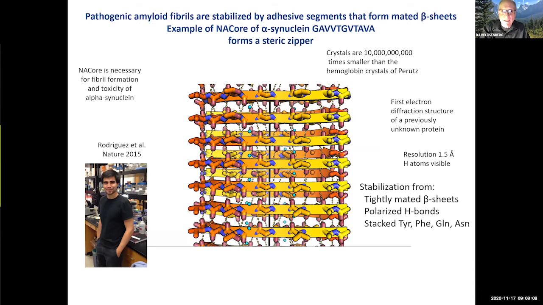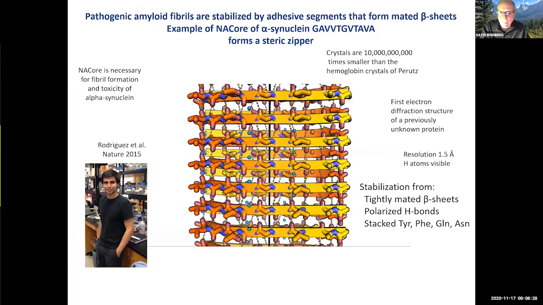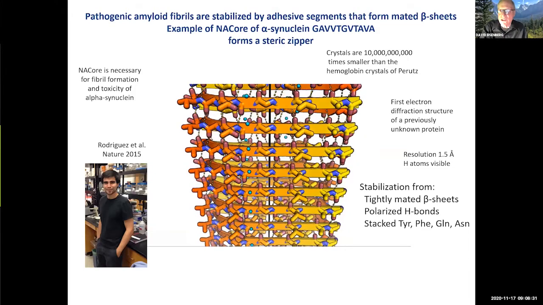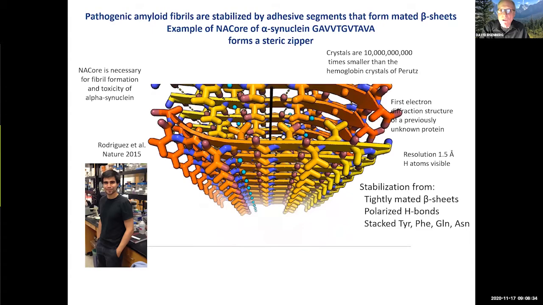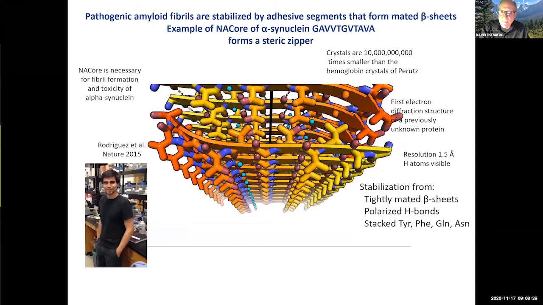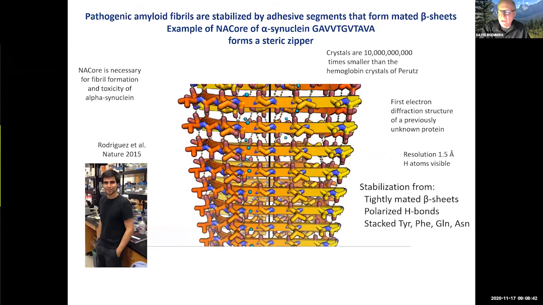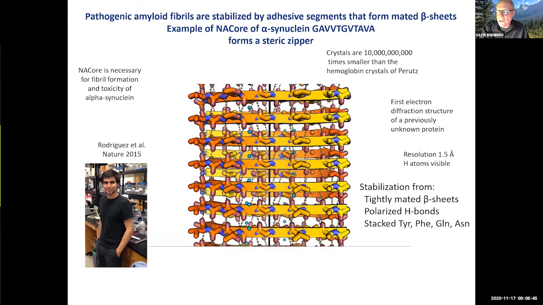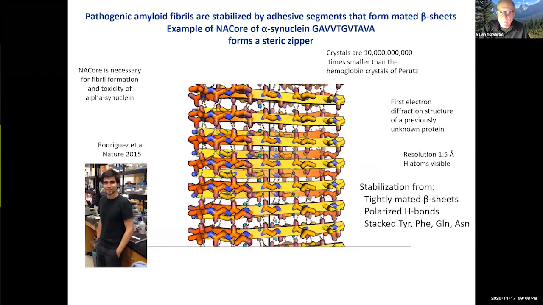But then about 2015, Jose Rodriguez, who was then a postdoc in the lab, and others discovered that there were tiny crystals there, seeing them in the electron microscope. And Jose, who's now on the faculty of UCLA chemistry, was able to determine the structure. And here is that structure, which illustrates the stability of amyloid fibers. There are always pairs of sheets, and the side chains interdigitate like the teeth of a zipper. And the stabilization comes from the tight mating of the sheets and the polarized hydrogen bonds.